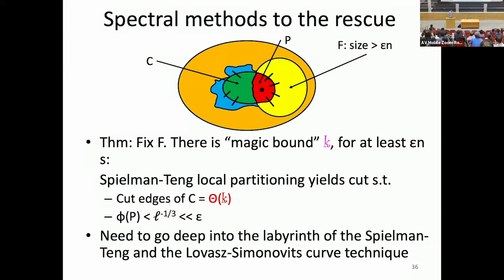This is like, you put your helmet on, you put all your protective gear on, and then you go into the labyrinth hoping that you will emerge someday. And so you have to really get into the guts of the Spielman-Teng and something called the Lovász-Simonovits curve technique, which is used. But once you emerge and you see the light of day, you get this parameter K.